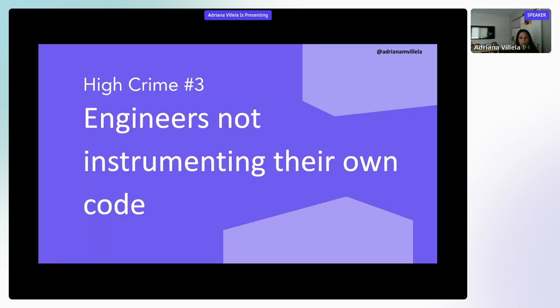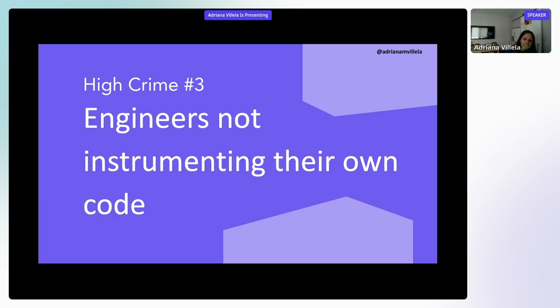Now, high crime number 3, engineers not instrumenting their own code. I worked at an organization where I ran an observability practices team. And our mission was to establish and disseminate observability across the organization. Part of that involved us teaching teams how to instrument their own code with OpenTelemetry. OpenTelemetry, or OTel, is a vendor-neutral framework for instrumenting code, and it is the de facto standard for instrumentation adopted by all of the major observability vendors.